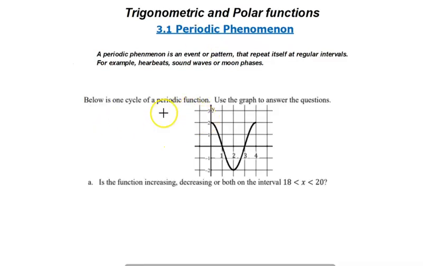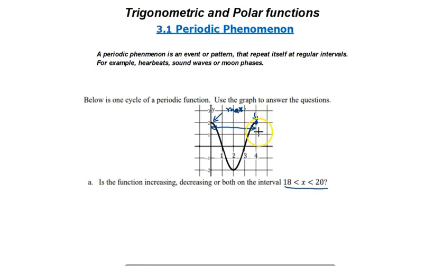In this problem, we are given one cycle of the periodic function. And based on this graph, we need to find whether this function would be increasing or decreasing on this interval from 18 to 20. Now carefully observe this graph and find out the maximum and minimum points of this graph. This is the maximum point which happens to be at x equals 0. Again, this is the maximum point which happens to be at 4. These are the maximum values, right?